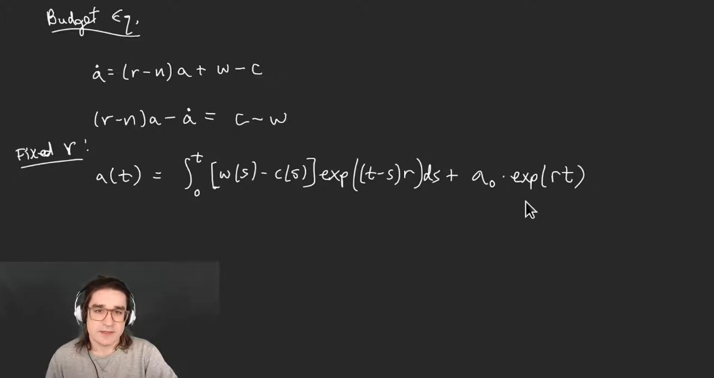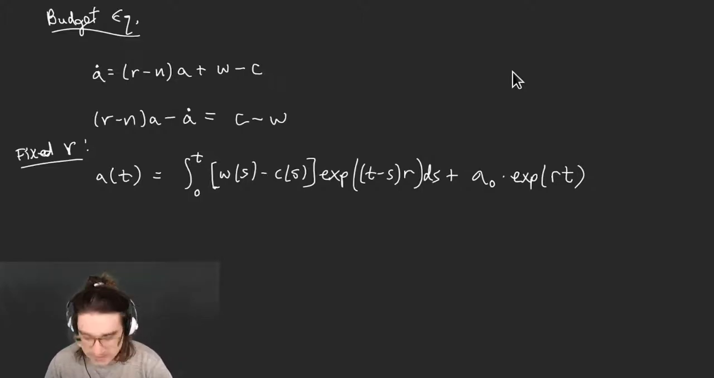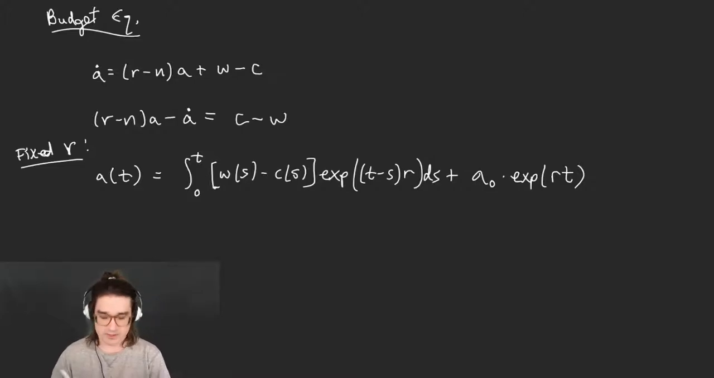In the sense that you could have not spent that A0, and done something different with your spending path. Okay, so this would be A of T. Now this corresponds to what we have in the slides, although the slides have time-varying R. So this is just for constant R.